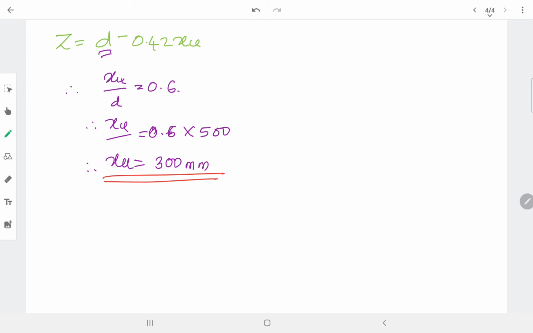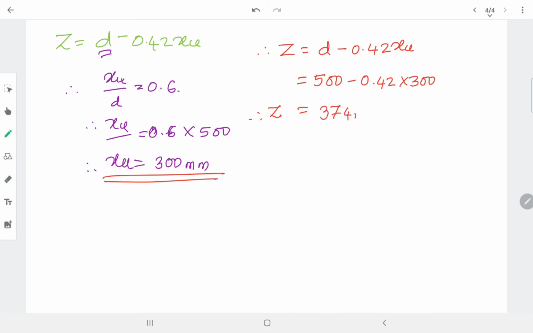Now you can substitute this value in the equation for Z. Z is equal to d minus 0.42 XU, where d is 500 mm minus 0.42 into XU, which is 300 mm. So the value of Z we got is 374 mm. Here we got a lever arm of 374 mm.